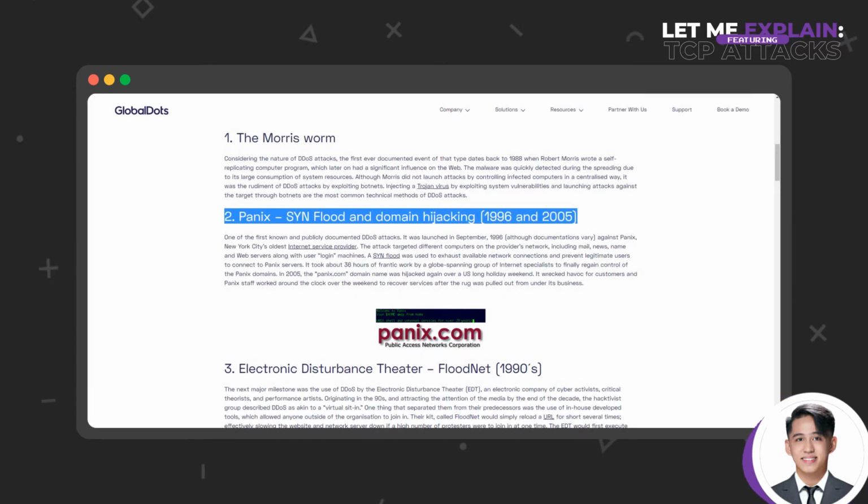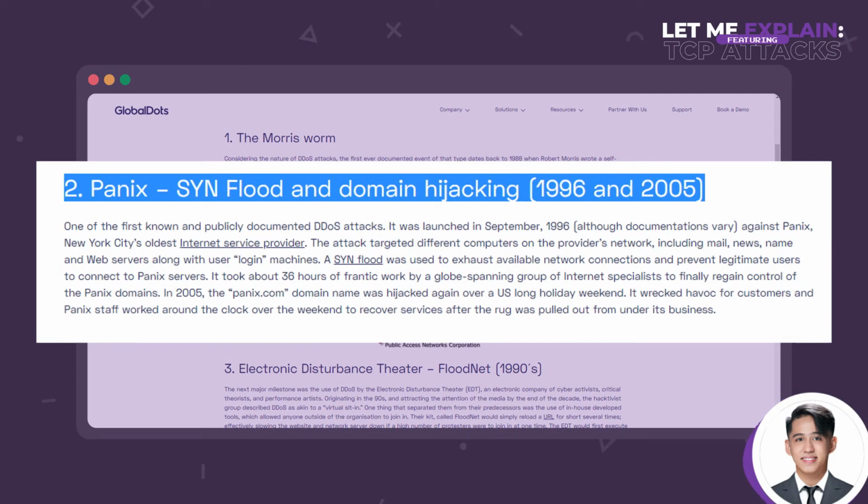In fact, the second most dangerous denial of service attack, acknowledged by globaldots.com, is a SYN flood attack that happened in September of 1996, targeting Panix, the internet service provider of New York City at that time. The servers went down for 36 hours straight, which completely disrupted the busy city of New York. And just imagine how much work was lost in those hours.